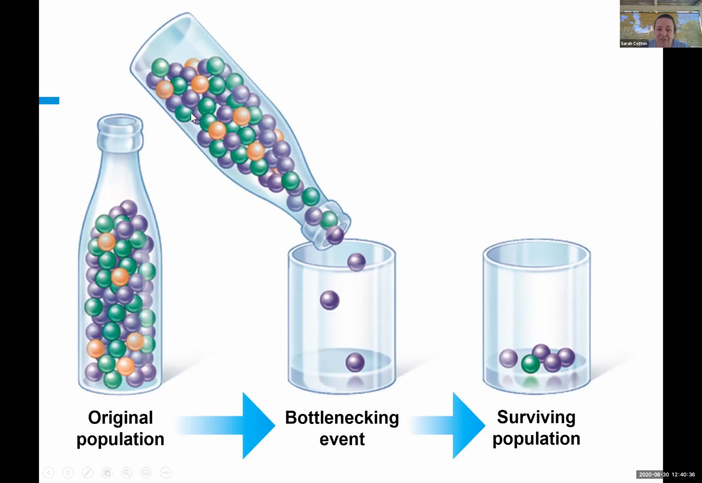Then the survivors are going to be the source of the gene pool for the next generation. And if only a few survivors make their way out of the bottle, then this population isn't going to look the same as this population, right? So the original population had probably equal numbers of purple and green. And then it also had these little orangey ones, right? But after the bottlenecking event, you end up with way more purple than green, and orange disappeared completely.